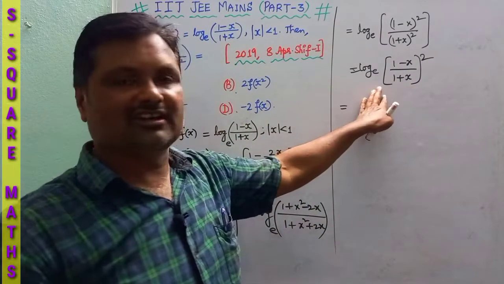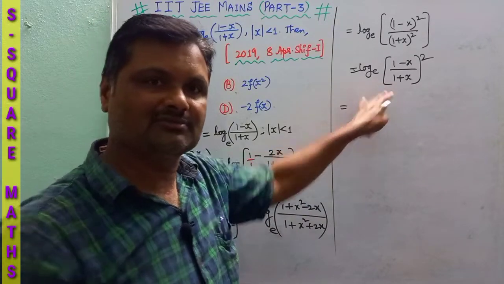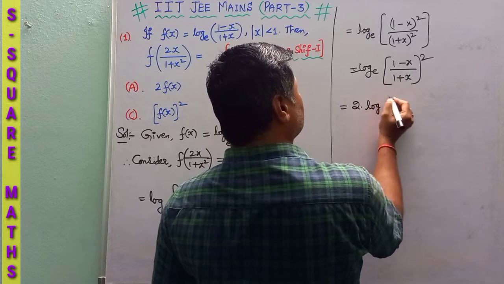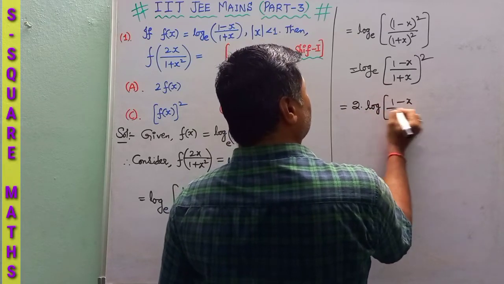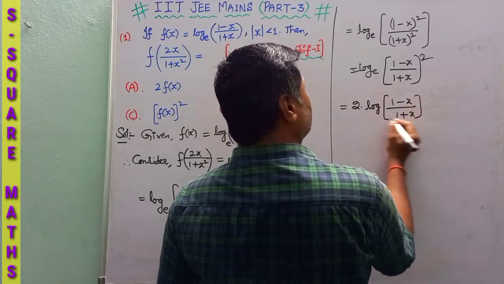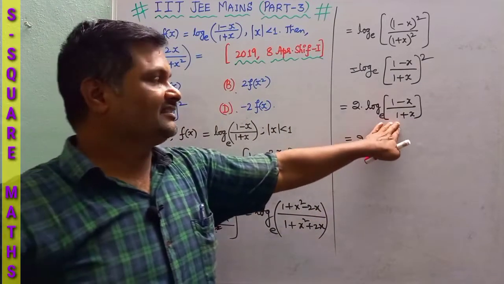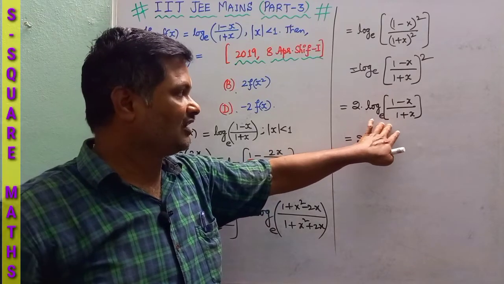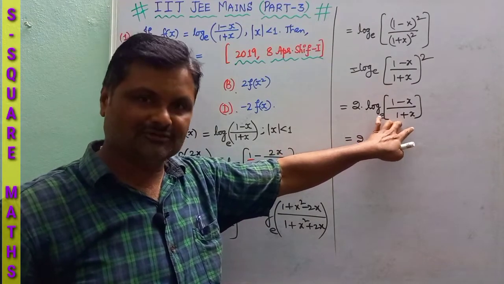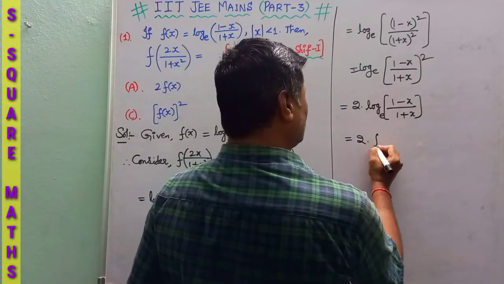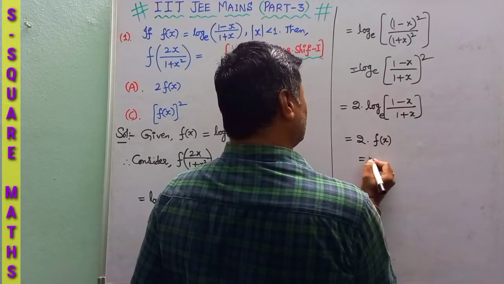Again, with the basic knowledge of logarithms, I can write 2 times log of (1 minus x) by (1 plus x) with respect to the base e. Nothing but 2 into log of (1 minus x) by (1 plus x) with respect to the base e, which is defined as f of x. So this is nothing but 2 of f of x, so 2f of x.